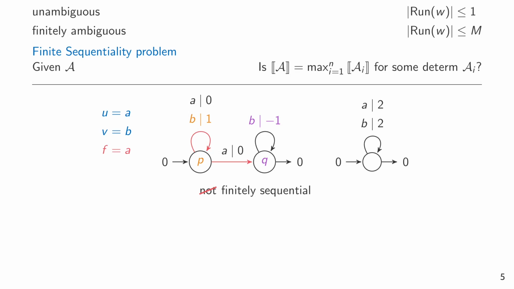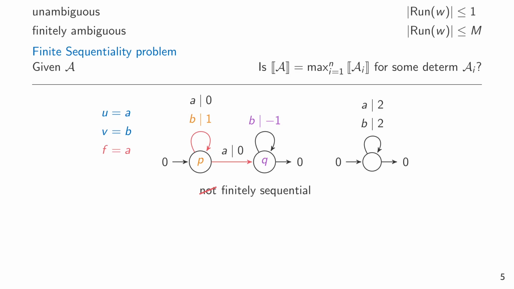Every word which contains at least one A will have one run in this part of the automaton and one run in this part of the automaton. But clearly the automaton is finitely ambiguous because on every word there are at most two runs, one here and one here. The weight of this run here, however, is always going to be smaller than the weight of this run here. So these states now do not contribute anything at all to the weight of a word. So this whole automaton is in fact equivalent to just this part, which in itself is deterministic.